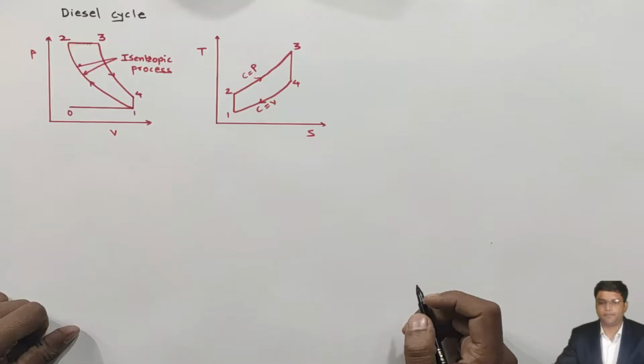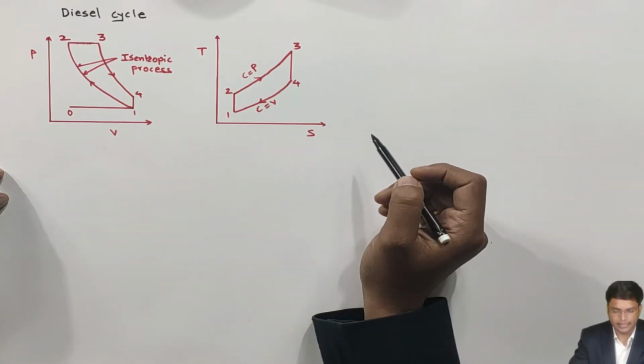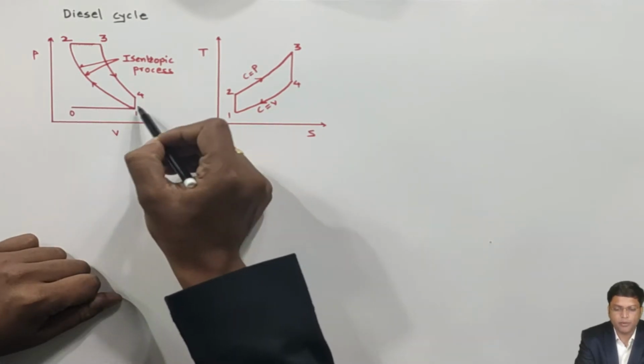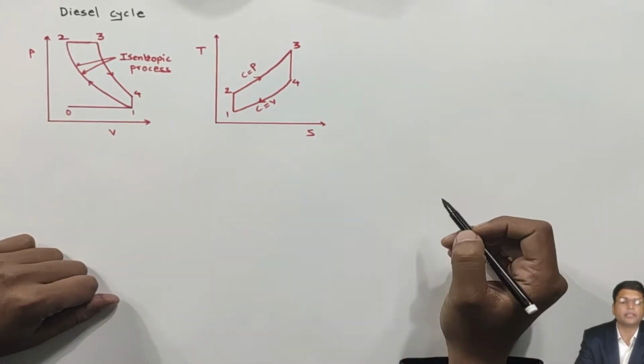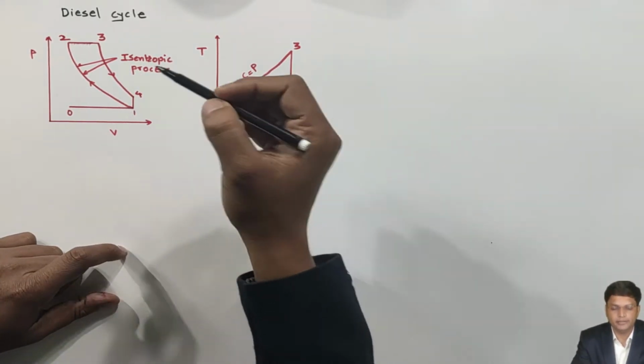Here also the working medium used is air, and it obeys all the standard gas laws like PV raised to gamma is equal to constant. So we will see the formula to find out the thermal efficiency of the diesel cycle. From this figure there is a plot of the PV and TS diagram. We can see the process 0 to 1 and 1 to 0 is for the suction and exhaust stroke. In this analysis we are completely skipping it.